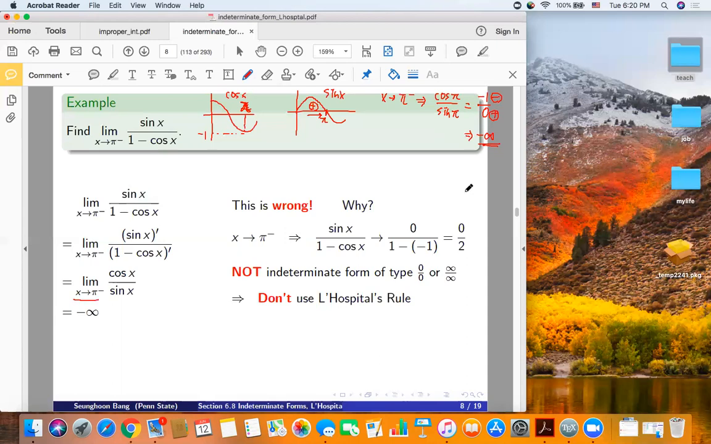This is very important. So how can you solve? Just plug in pi. 0 over 2 is 0. That's it. This is the answer. Don't use L'Hopital's rule because this is not an indeterminate form.